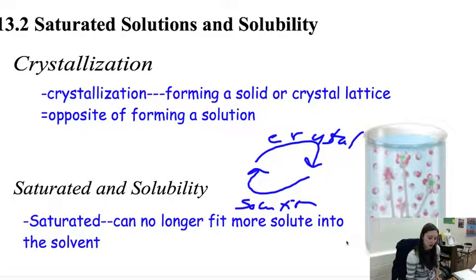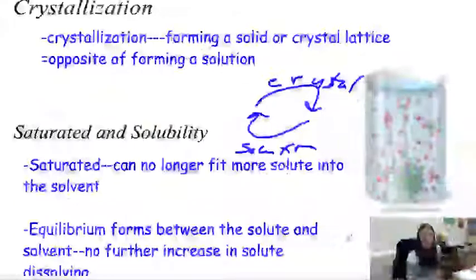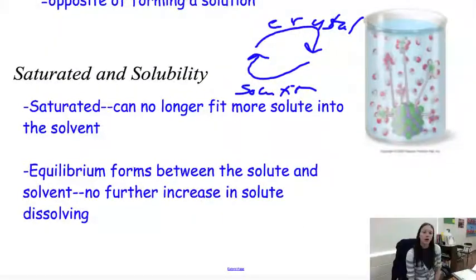And we're going to have some different kinds of solutions going on here, all right? The first one is a saturated solution. Okay, a saturated solution is when you can no longer fit any more solute into your solvent. So in this example over here, this picture, that one is saturated because you have solute sitting on the bottom of your solution. Okay, an equilibrium then forms between your solute and your solvent, and you can't increase any more solute dissolving. So I have as much solute dissolving as I do solute crystallizing, which is that equilibrium we're going to talk about throughout the entire year.